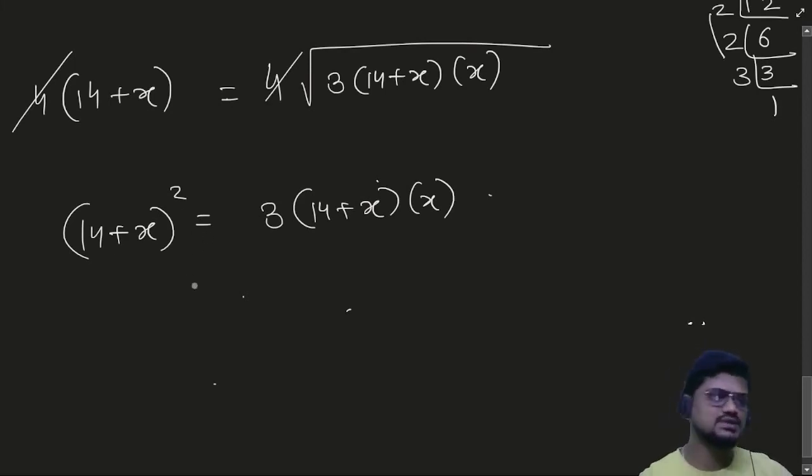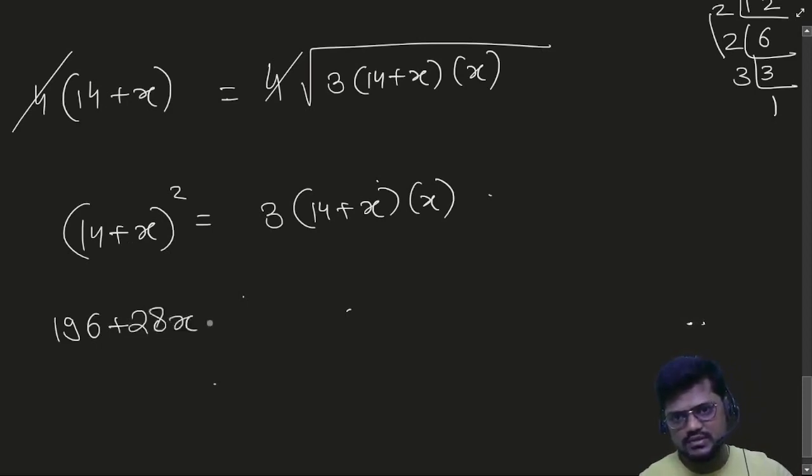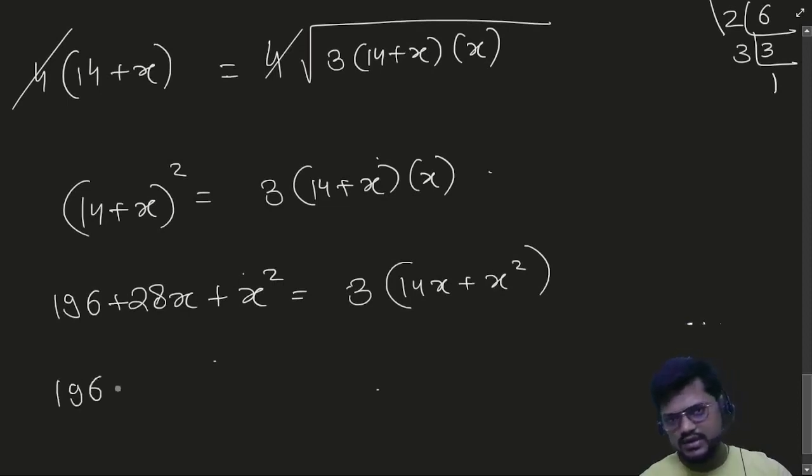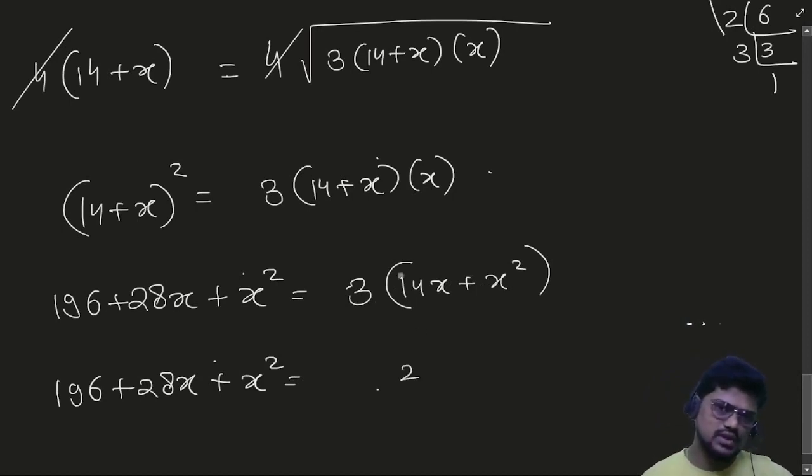Yeah, (14 plus x) whole square. So 14 square is 196, plus 2 into 14, that is 28x, plus x square, will be equal to 3 into (14x plus x square). Then again, 196 plus 28x plus x square will be equal to 3 fours are 12, 3 ones are 3, 42x plus 3x square.